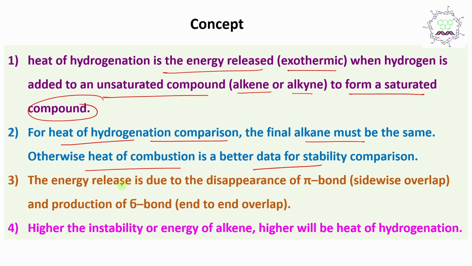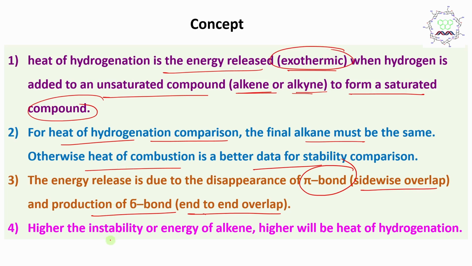Next, the energy released is due to the disappearance of the pi bond, means alkene, alkyne, where the pi bond is present. This pi bond is weaker, less stable because of parallel or sideways overlap, whereas it results in forming a sigma bond, means two new carbon-hydrogen sigma bonds are produced, and this sigma bond is more stable due to end-to-end or head-on overlap. So that is the reason why this reaction is actually exothermic.